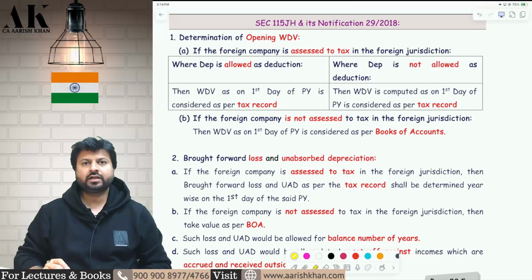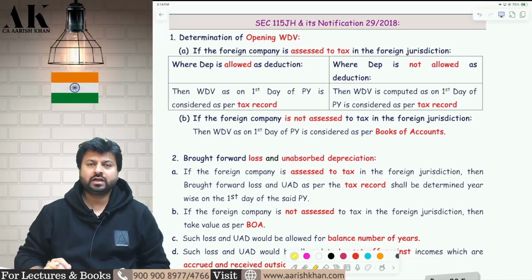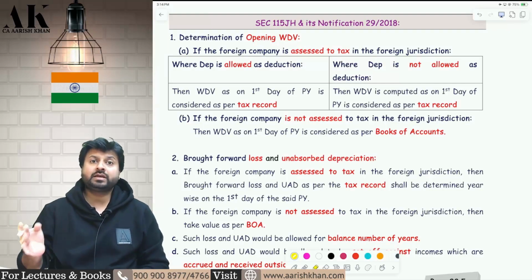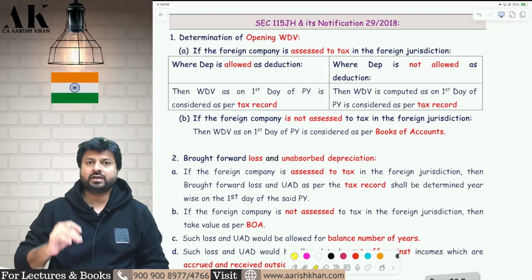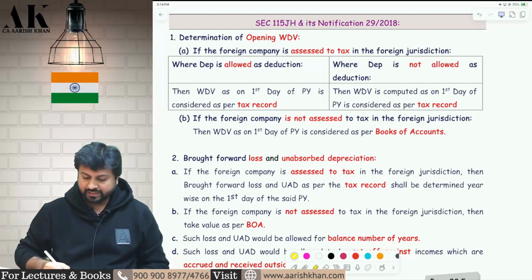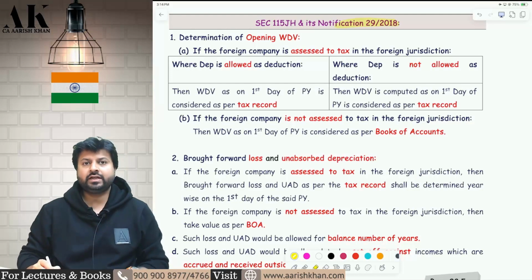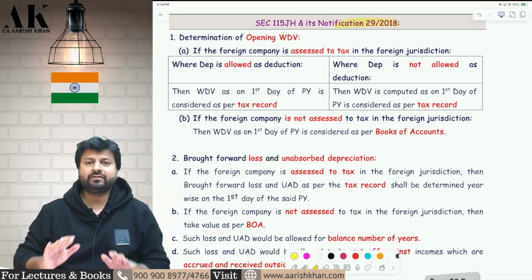Now, after this particular concept of POEM was introduced in around 2016-17 by the government of India, a lot of questions were asked with respect to the residential status under the POEM. When a foreign company will become resident for the first time, a lot of questions were asked. So to address that, CBDT has issued a notification in 2018, 29/2018, and they have addressed all the questions.